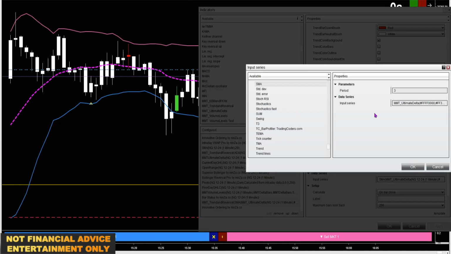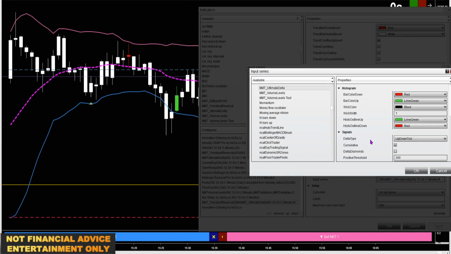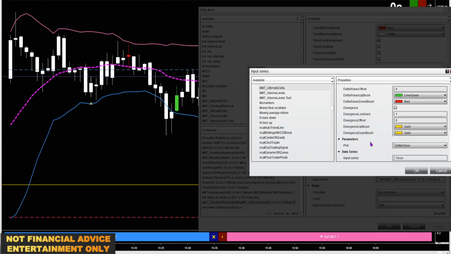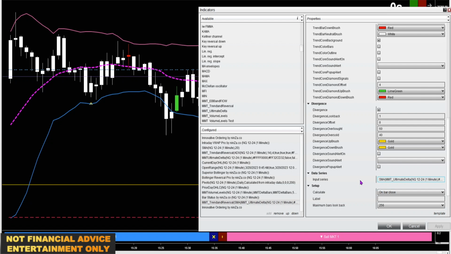For the input series, it's a 3-period SMA. The input series on the 3-period SMA is the MMT Ultimate Delta in up-down tick mode. Cumulative is checked on. Delta close is the plot. But of course you could use any input series that you like.